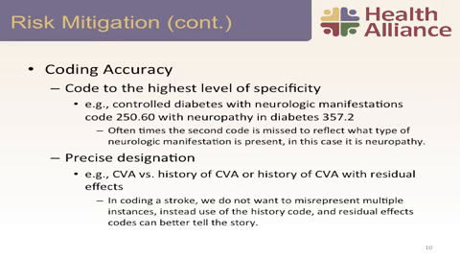An example of this would be a patient with controlled diabetic neuropathy. What we generally report for diabetes is 250.00, but if they have a neurologic manifestation, that changes the fourth digit from a 0 to a 6, and it increases the risk adjustment factor tied to it. So the sicker the patient, or the more manifestations they have, the higher the risk adjustment factor.